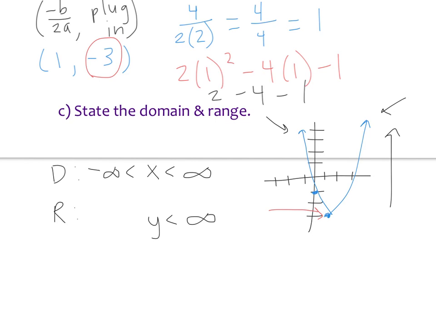So negative 3 is actually the lowest our graph can be, and we just have to be greater than or equal to it because our parabola is opening upward, and we can equal negative 3 because that actually is part of our graph. That's our vertex.